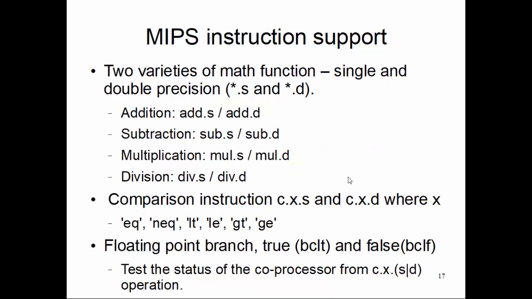Now, there are two varieties of math functions: single precision and double precision. Anything extended with .s in the instruction mnemonic is a single precision operation, and anything extended with .d is double precision. So you will see instructions like add.s and add.d. This is single precision add, and this is double precision add. Similarly, sub.s, sub.d, mul.s, mul.d, etc.